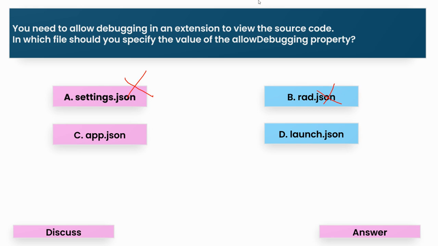So you can use allow debugging in the app.json file. That is the answer for the question: app.json.